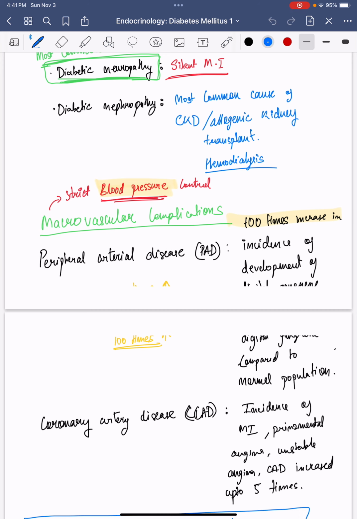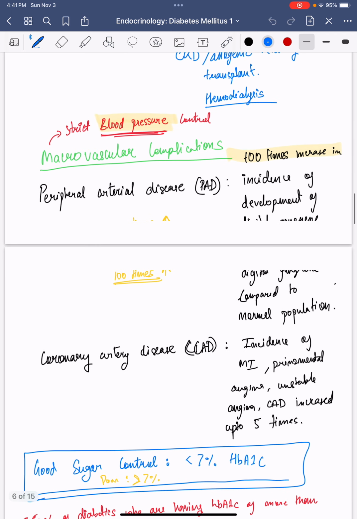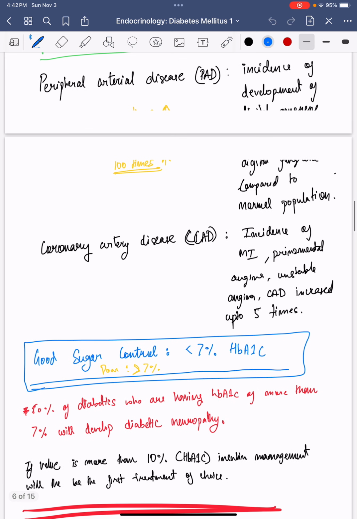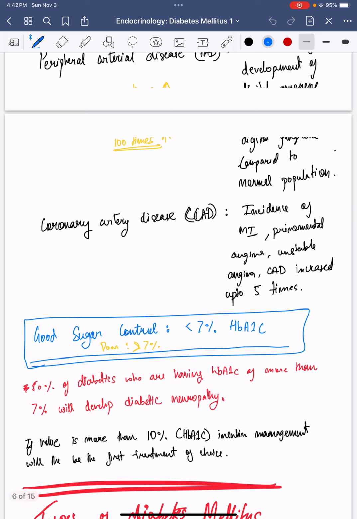which can lead to a 100-time increase in incidence of development of digital gangrene, or gangrene in the digits of the foot, compared to the normal population. And there can also be coronary artery disease, which means there can be an increased incidence of MI, Prinzmetal angina, unstable angina, and coronary artery disease, and its incidence will be increased by up to 5 times compared to the normal population.